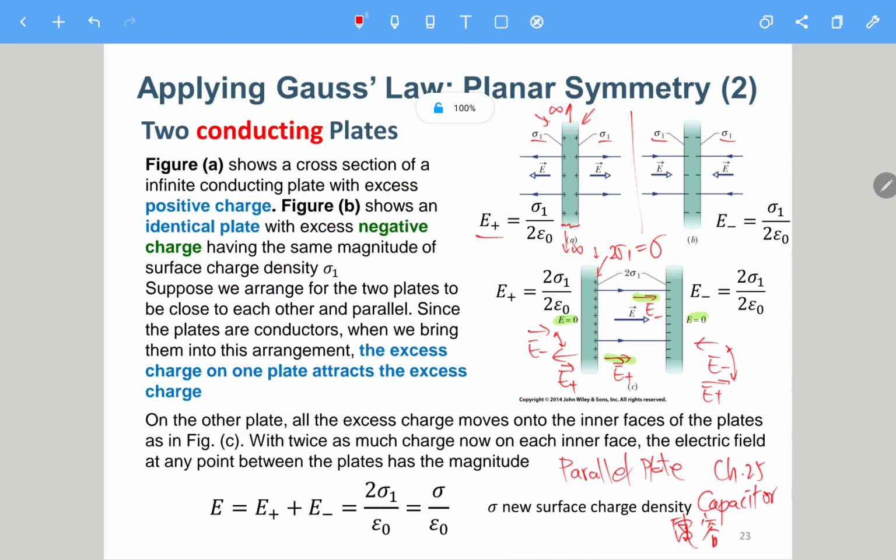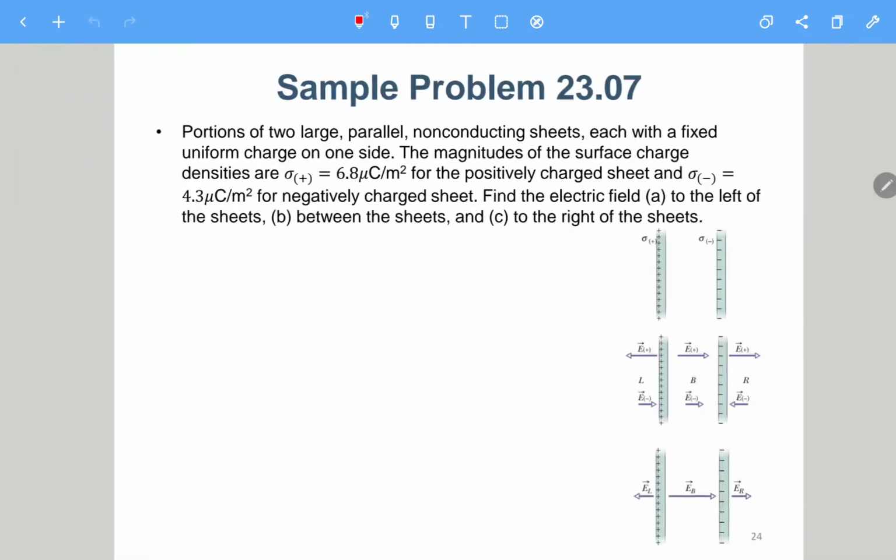But in the next chapter, chapter 24, we will know what voltage is. Then later on in chapter 25, you will know the definition of a capacitor: C equals Q over V. C equals Q over V, in chapter 25, you will know that. Okay, so this is the parallel plate.